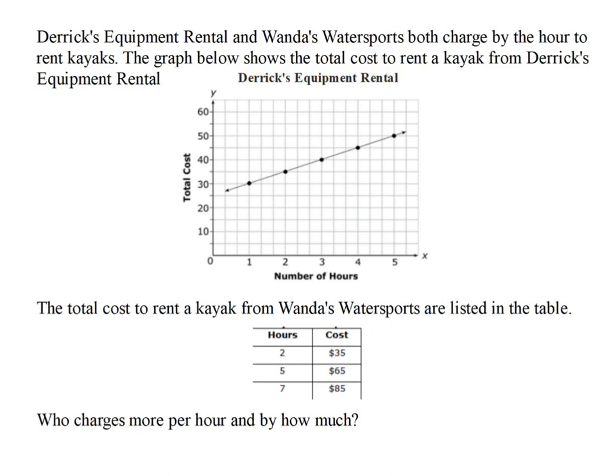So in this problem, Derek's equipment rental and Wanda's water sports both charge by the hour to rent kayaks. The graph shows the total cost to rent a kayak from Derek's equipment rental, and the table shows the total cost to rent from Wanda's water sports. I want to know who charges more per hour and by how much.